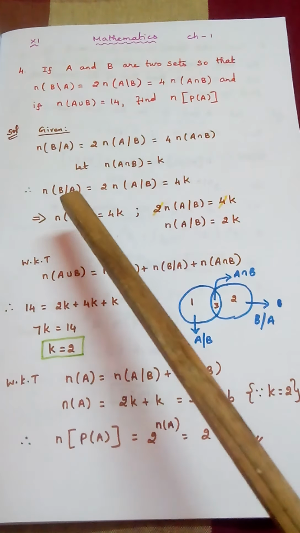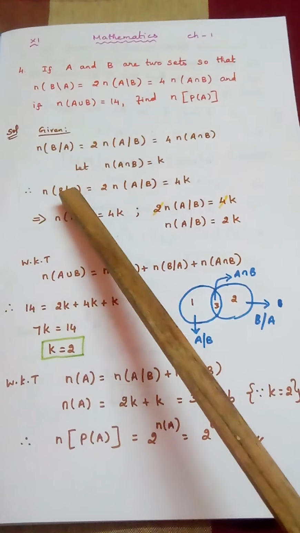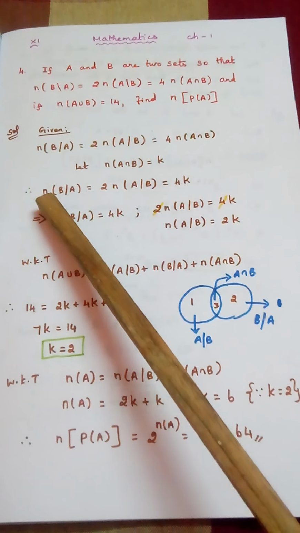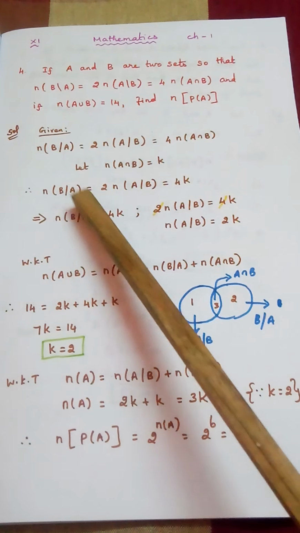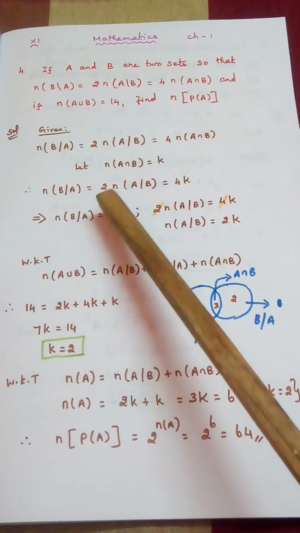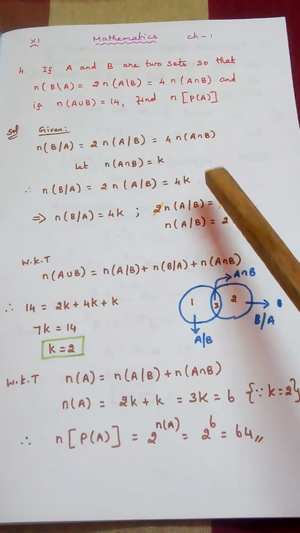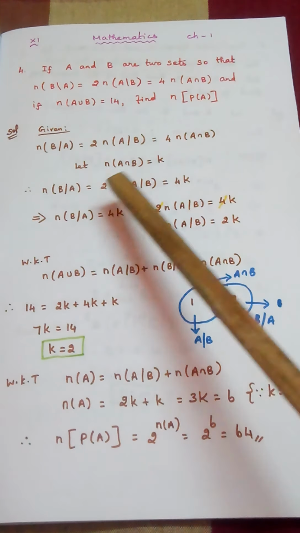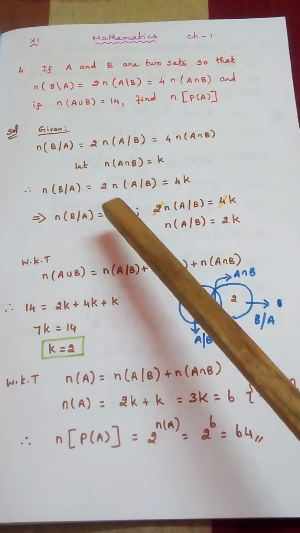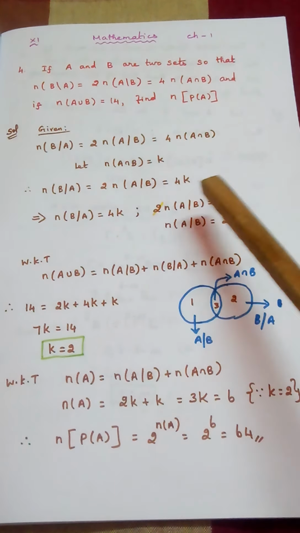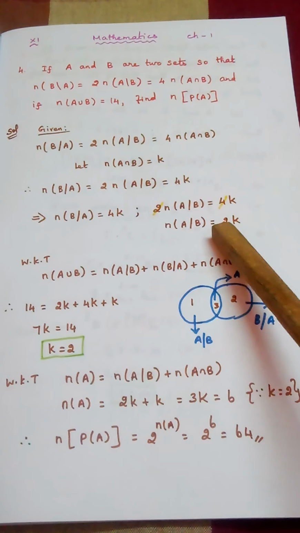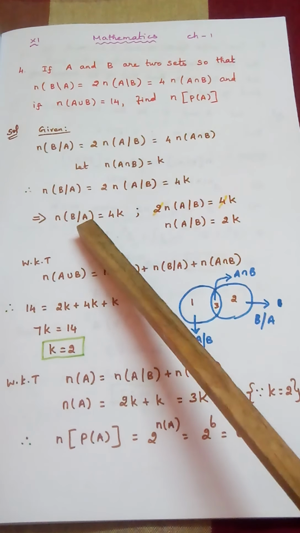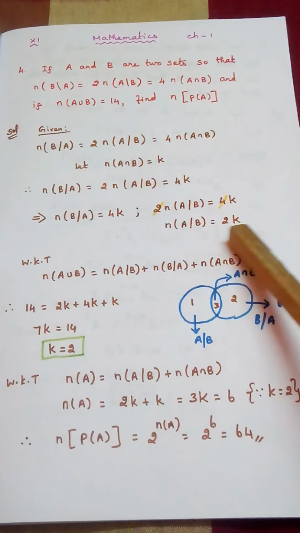Okay, now we will see. These three are equal, right? This and 4K are equal. So what is the meaning? Now I can say n(B − A), or B difference A, is equal to 4K. Even I can say 2 times n(A − B) is also equal to 4K, right? Since these three are equal, the first and third are equal, the second and third are equal. Now cancel this 2 and 4 so that it becomes 2K. Now I got two values. n(B − A) is equal to 4K, and n(A − B) is 2K.